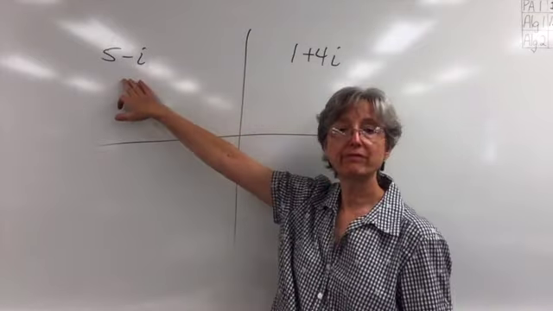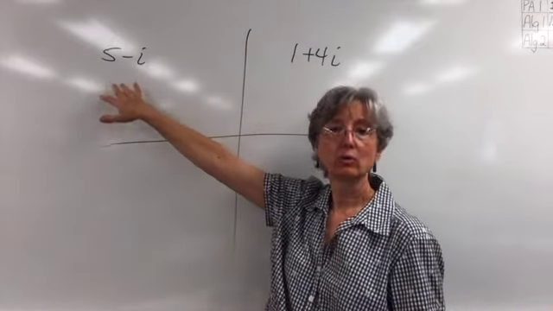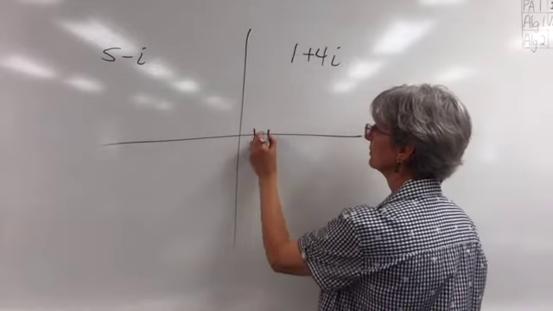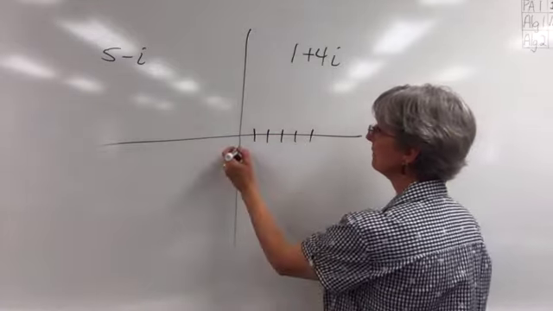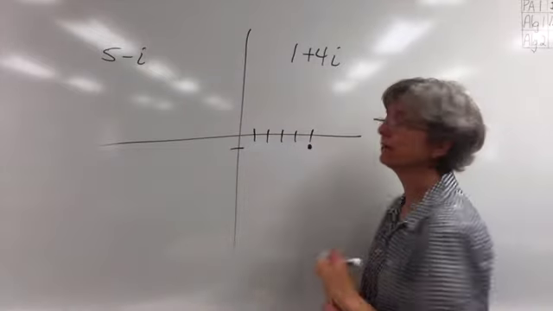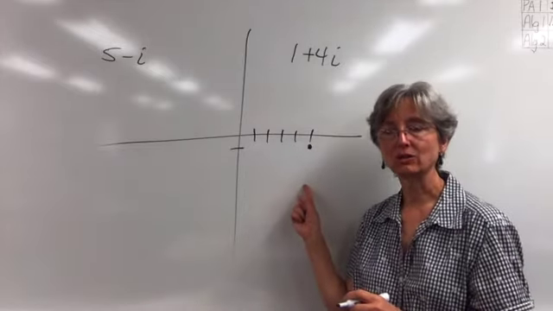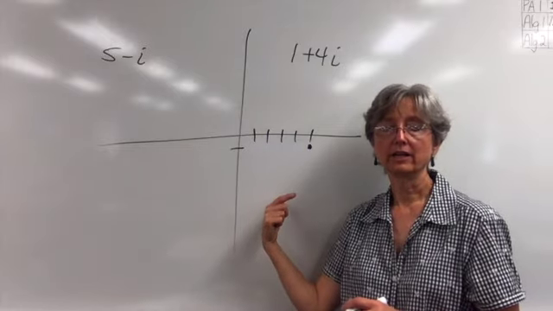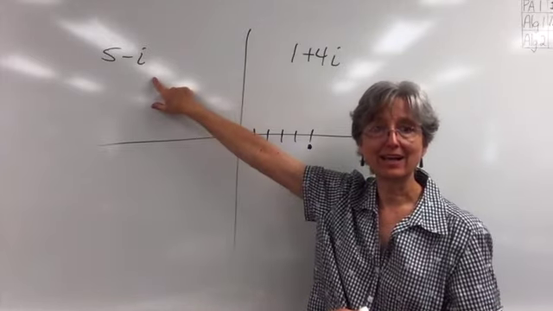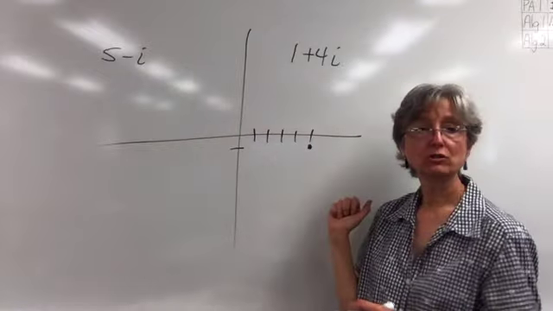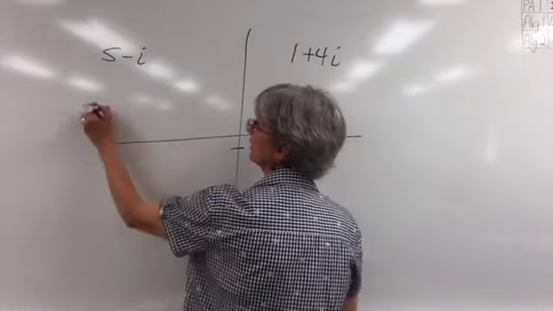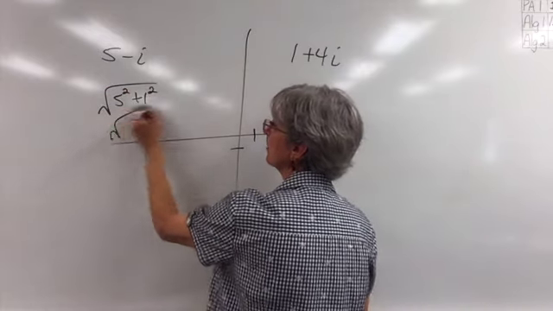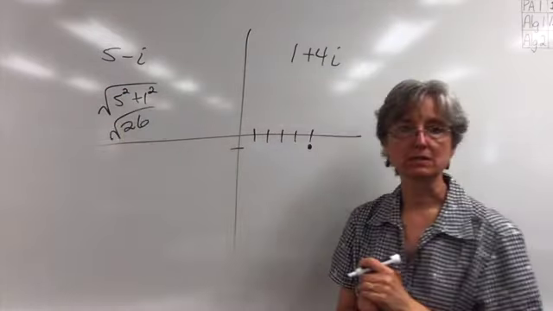I have this number 5 minus i. Graph it, find its absolute value. So when I graph it, I go, the real portion is 5, the y portion is negative 1. I've just graphed it. That's the graph on a complex plane of 5 minus i. What's its absolute value? It's the square root of 5 squared plus 1 squared, or the square root of 26.